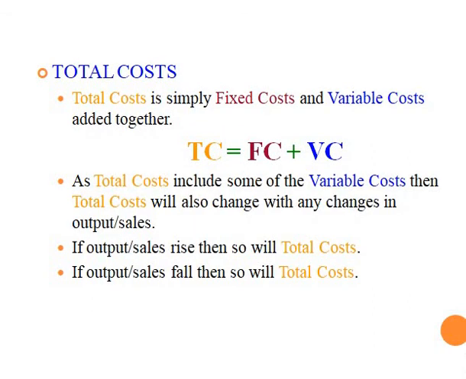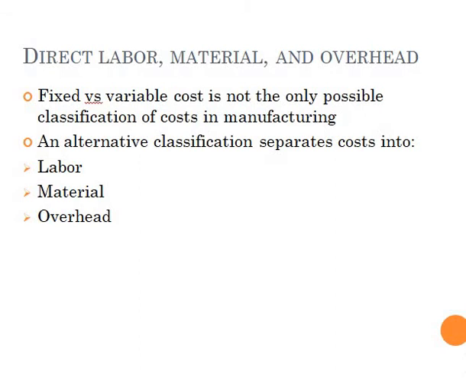So the total cost, as we said, since it includes the fixed and the variable cost, will also change as we change the level of production or the level of sales, or in general your output. This means that if the output, production or sales increase, the total cost will increase as well. On the other hand, if the output or the sales fall or decrease, then the total cost will decrease as well.